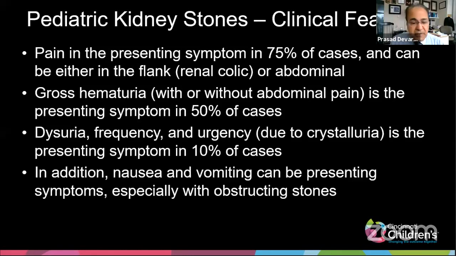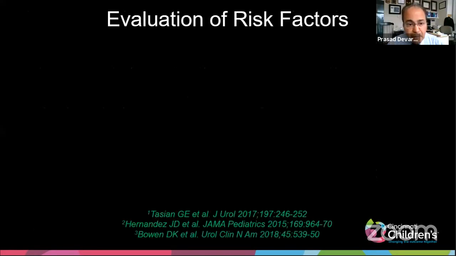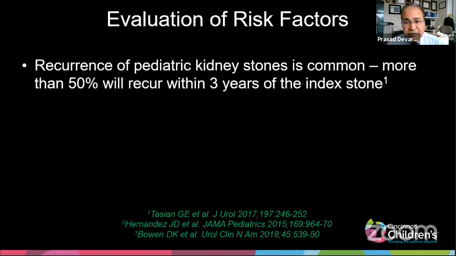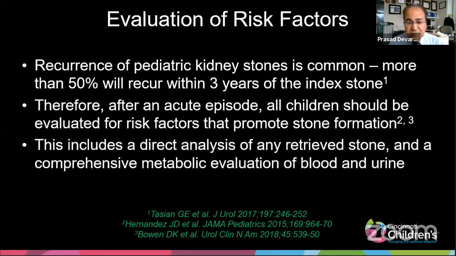Nausea, vomiting will be present in patients with obstructing stones, and then about 20% of pediatric kidney stones are detected incidentally, which means that a patient will have abdominal pain or maybe have a sports injury or abdominal trauma, get some imaging done, and boom, the kidney stones are found. They may be asymptomatic, but they're found incidentally. How do we evaluate for these risk factors? Like I said, the problem here is recurrence. And so after an acute episode, all children should be fully evaluated for risk factors that promote kidney stone formation.